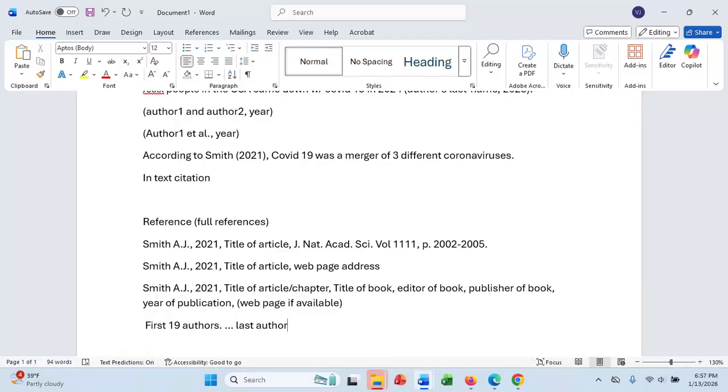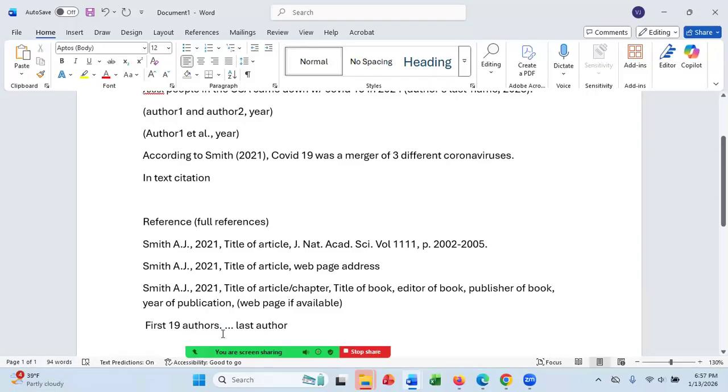Okay, and that's the only time with APA 7 that you can abbreviate the number of authors. Giving 19, then you go dot, dot, dot, you put the last author, and you're not going to run into a reference having 20 or more authors, okay?